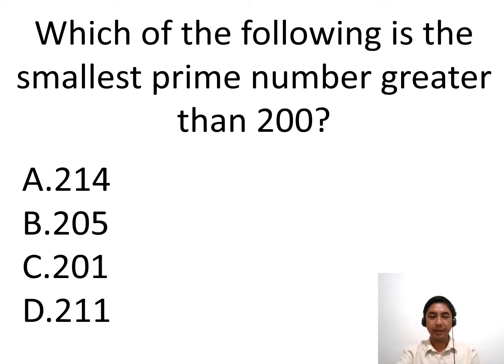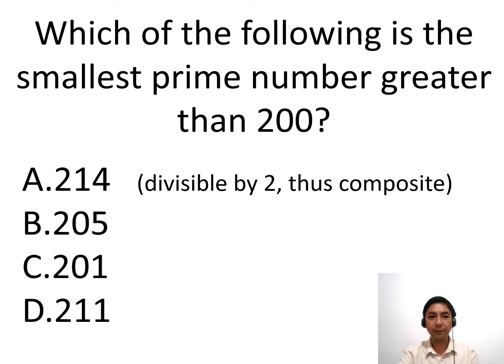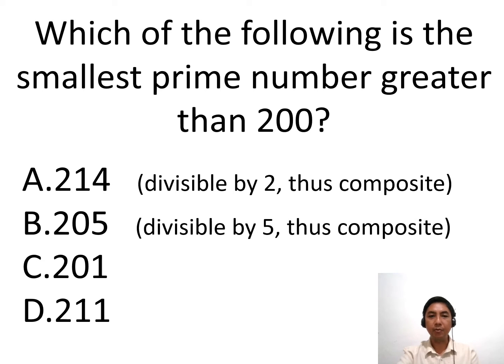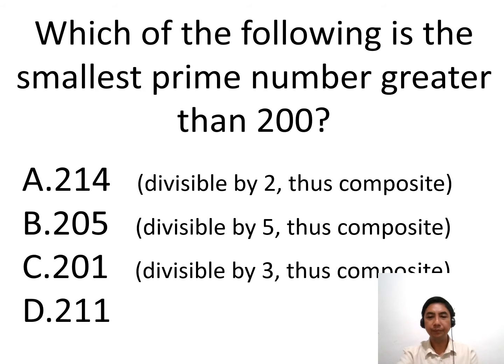Which of the following is the smallest prime number greater than 200? Letter A, 214; letter B, 205; letter C, 201; and letter D, 211. For letter A, obviously that is divisible by 2, so therefore 214 is a composite number. Then 205 is divisible by 5, so another composite number.